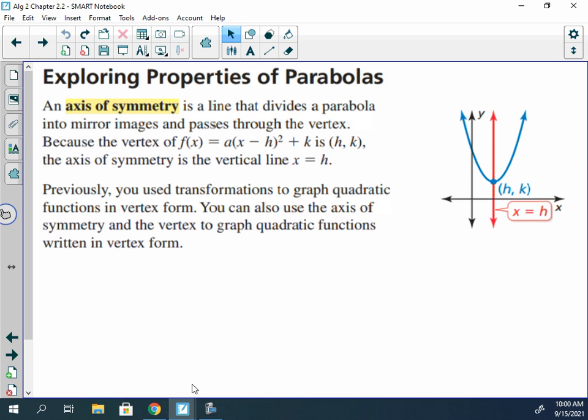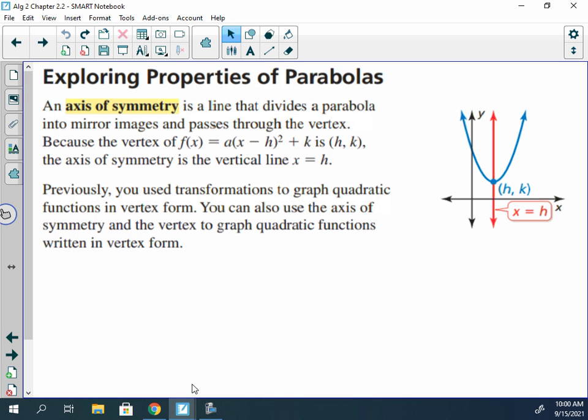Because the vertex of f of x equals a times (x minus h) squared plus k is the point h comma k, the axis of symmetry is the vertical line x equals h, because it's going to go right through the vertex. It's going to go straight up and down, right through the vertex. So that vertical line, x equals h, will be the axis of symmetry.